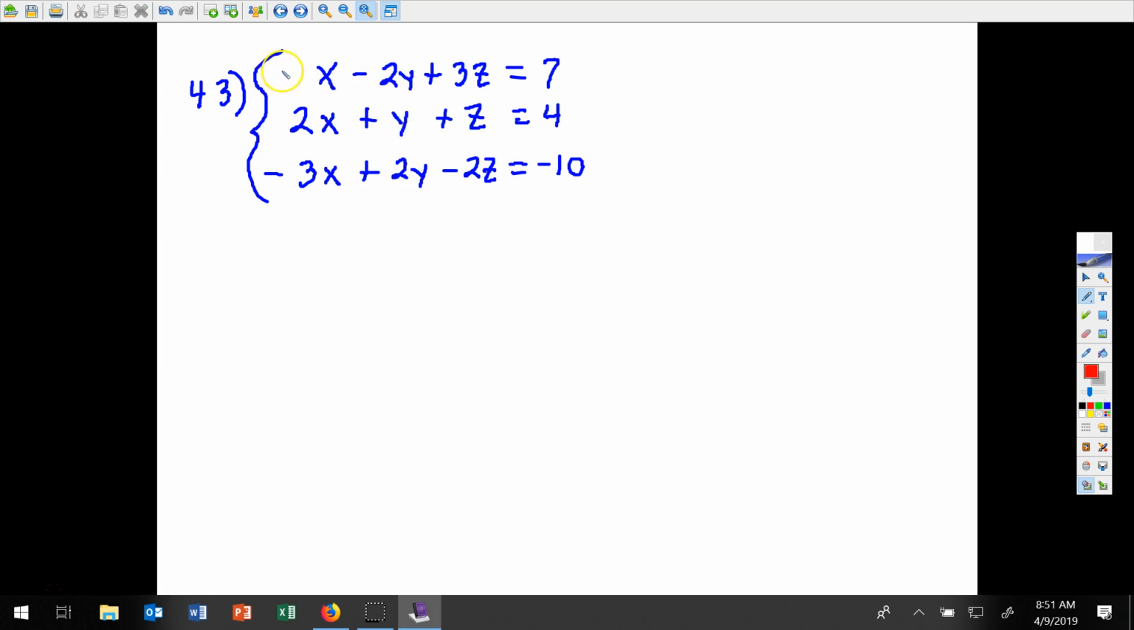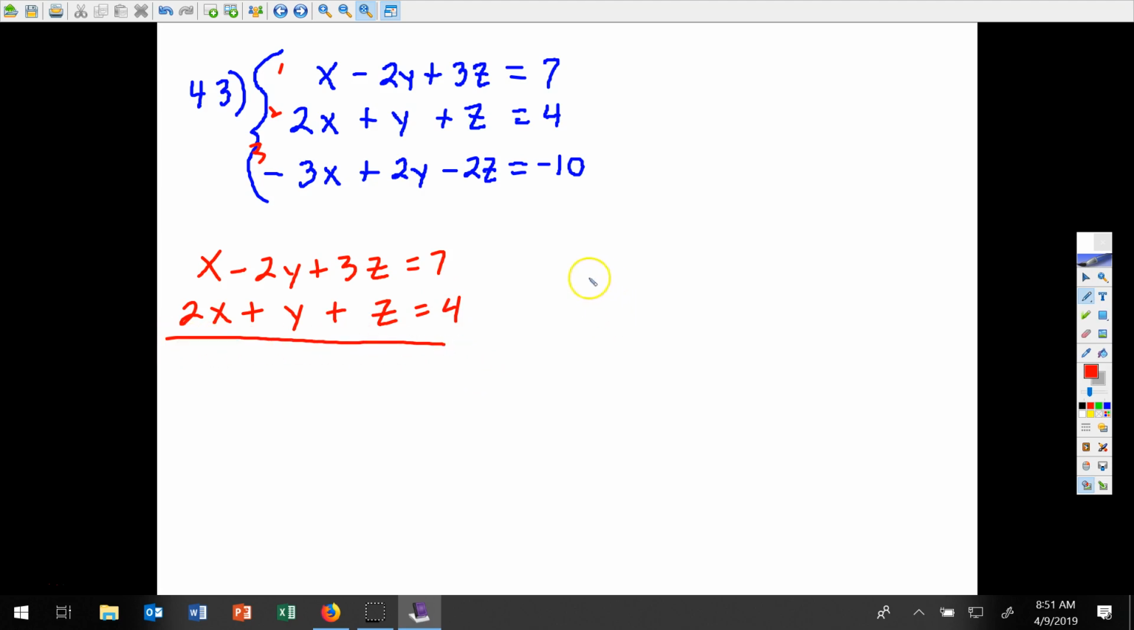So here's what we're going to do. We'll call this equation 1, equation 2, equation 3. I'm going to pair up equations 1 and 2. Just put them together as their own separate system. And then I'm going to pair up another two of these equations. Really doesn't matter what I choose, but I've only got so many possibilities. I'm going to go ahead and do equations 2 and 3.